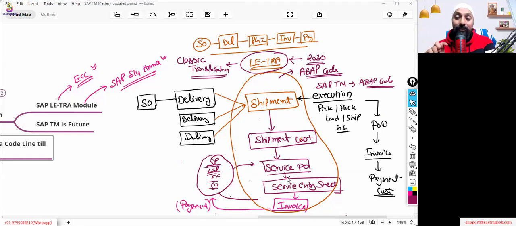First linkage. Second linkage can be, I am talking about you are planning the outbound deliveries. Same way if you are planning the inbound deliveries, the transportation from your vendor, again, inbound deliveries need to get created into the freight order. Okay, that would be a linkage from the MM side in TM.